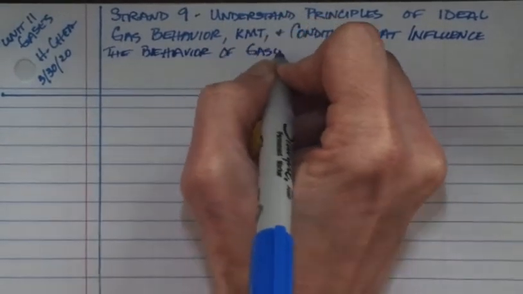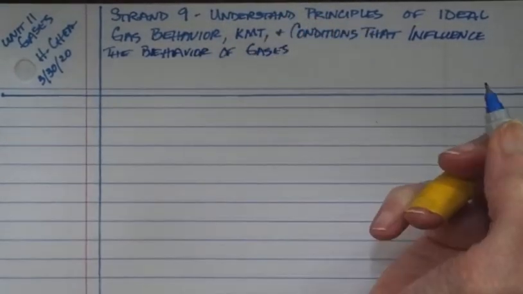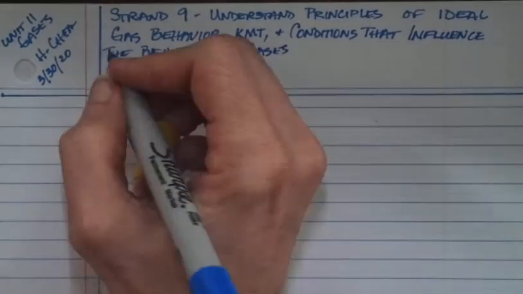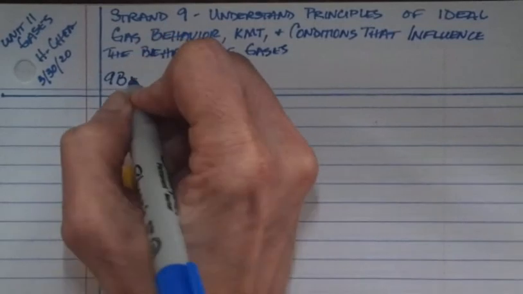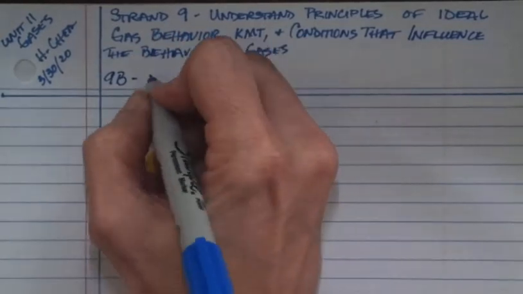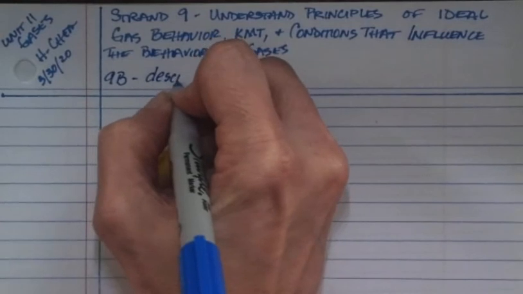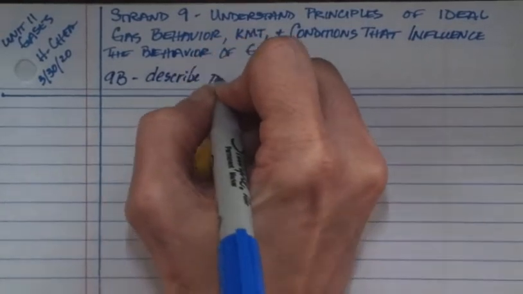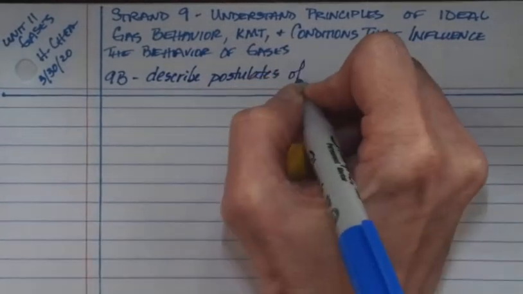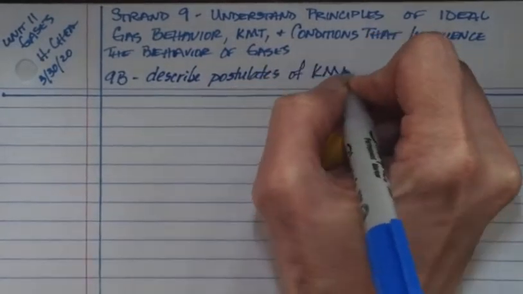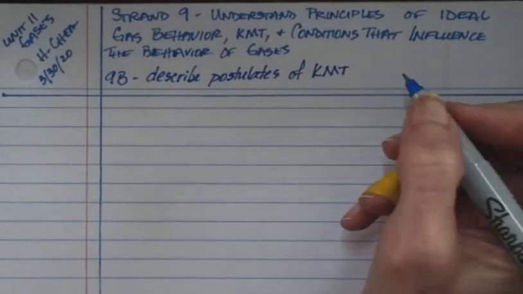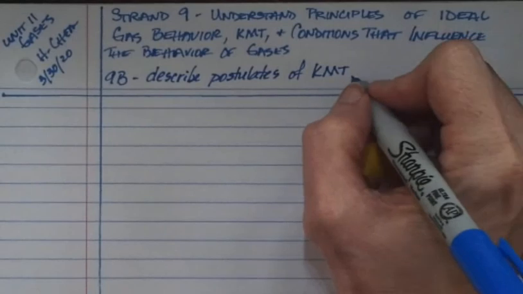And we have two TEKS here, 9A and 9B, so it's not going to be that massive a set of notes here. And we're going to start with 9B. And 9B says that you're going to describe the postulates of the kinetic molecular theory. Okay, postulates is just a spiffy word for statements or things that they think are true here. And I'm going to write KMT out one time.